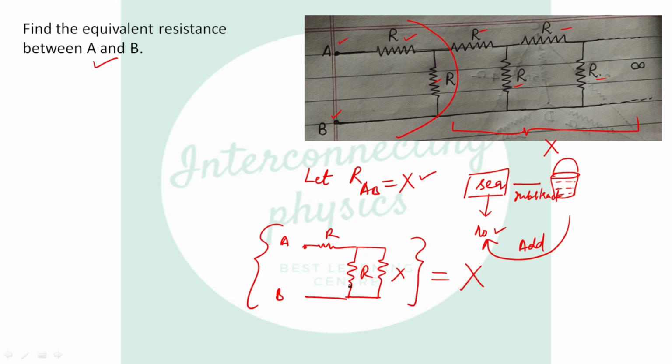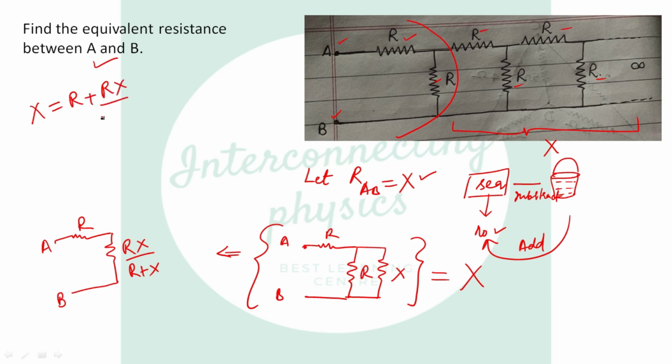Okay. So now these two are in parallel. So the equivalent diagram will be, this is R. These two are parallel. So the answer will be Rx divided by R plus X. And this is point B. Okay, this is point A. Now these two are in series. So the equivalent resistance between A and B, it is X, which is equal to R plus Rx divided by R plus X.